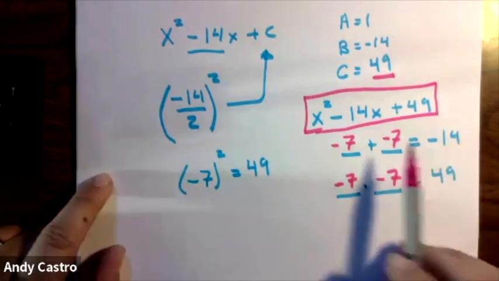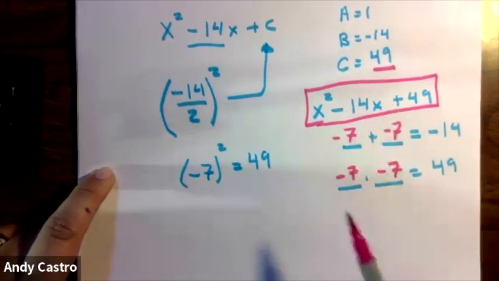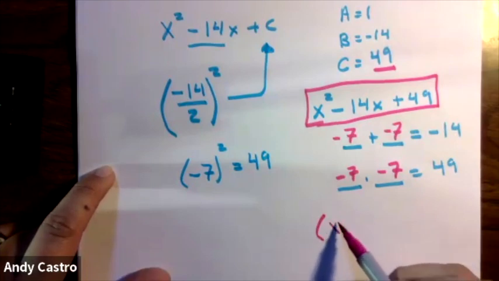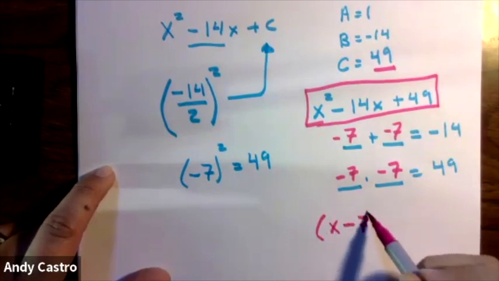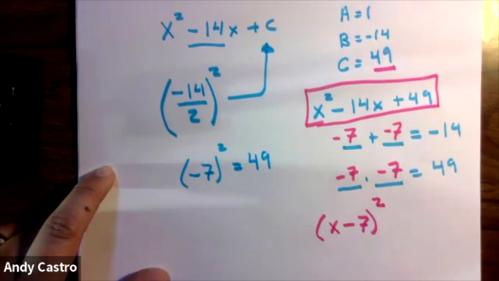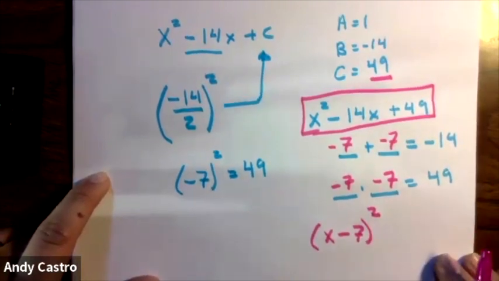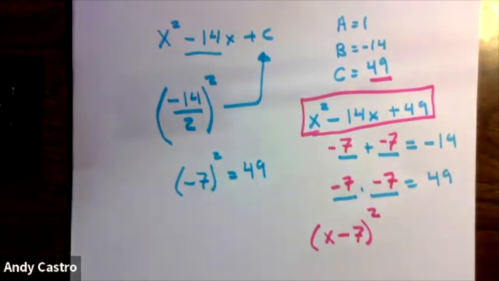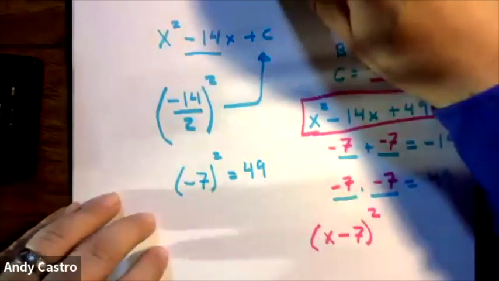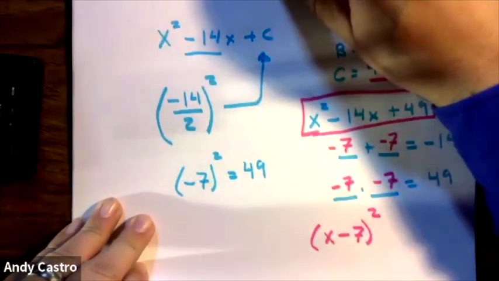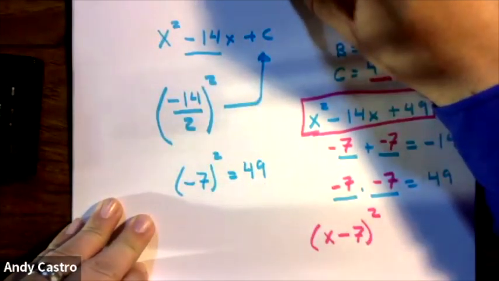And we say the square because when this is then factored, it's x minus 7 quantity squared. x minus 7 times x minus 7, or x minus 7 quantity squared. All right.